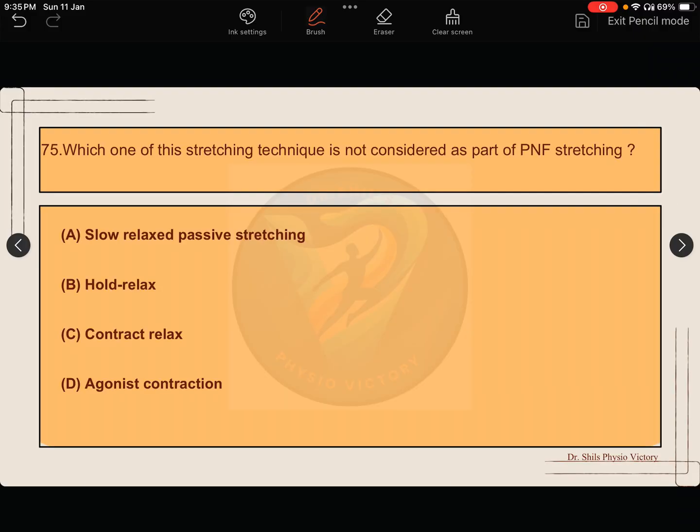Next, come to question number 75. Which one of this stretching technique is not considered as part of PNF stretching? Option A, slow, relaxed, passive stretching. Option B, hold, relax. Option C, contract, relax. Option D, agonist contraction. Here, the correct answer is slow, relaxed, passive stretching, which is not a part of PNF stretching.